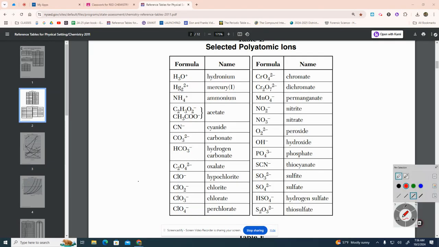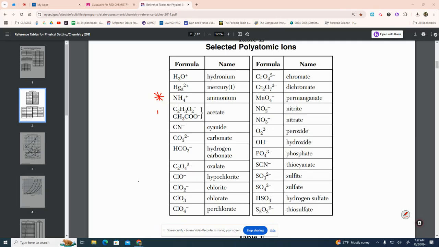Okay. So I want you to put little stars next to a bunch of them because these are the ones that we're going to use most of the time. The first one is going to be ammonium. Ammonium is a compound made of nitrogen and 4 hydrogens, but it has a positive charge. Okay, so that's ammonium.